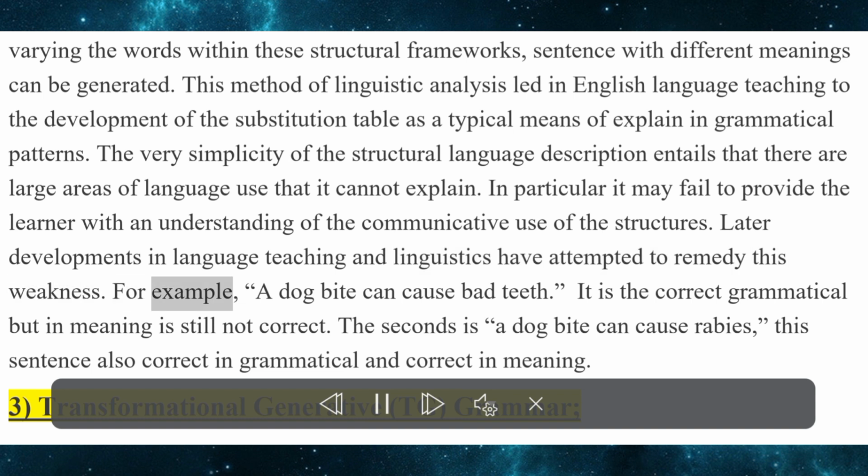For example, a dog bite can cause bad teeth. It is grammatically correct, but in meaning it is still not correct. The second is, a dog bite can cause rabies. This sentence is correct both grammatically and in meaning.